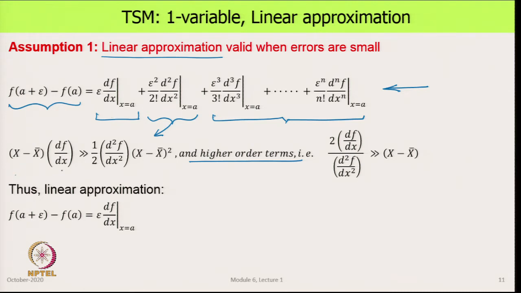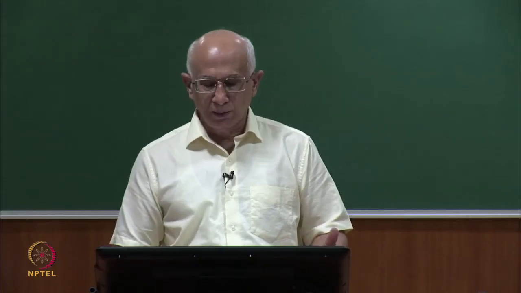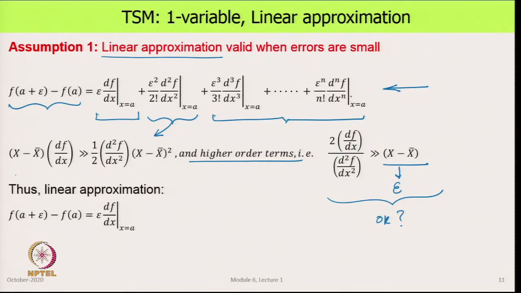So, we can write that and write that epsilon as x minus x bar, and when we do that we get the criteria that 2 df by dx over the second derivative of f is very much greater than x minus x bar. Remember, x minus x bar is epsilon. So, if we have to check, this is good enough to check whether the linear approximation is okay or not. In general, most of the applications will be looking at the third and higher order terms will be definitely much smaller, and so we will be quite okay in saying that these can be neglected.